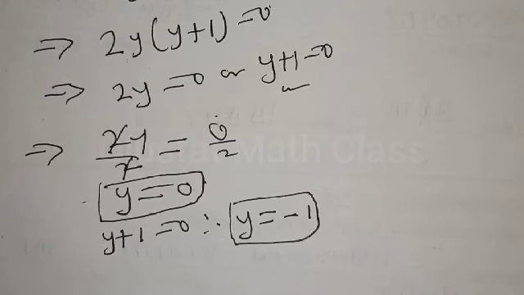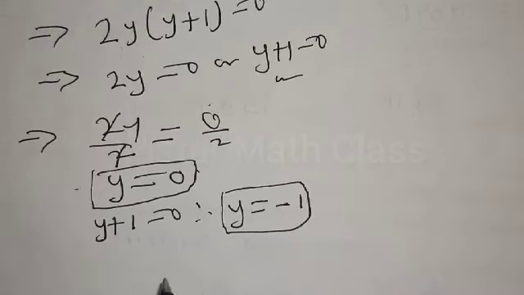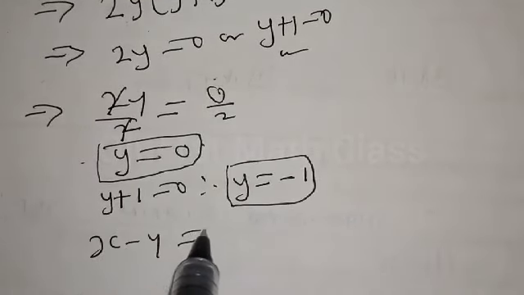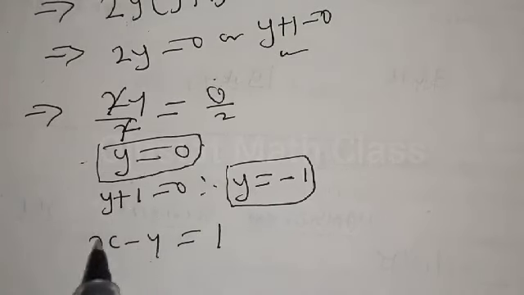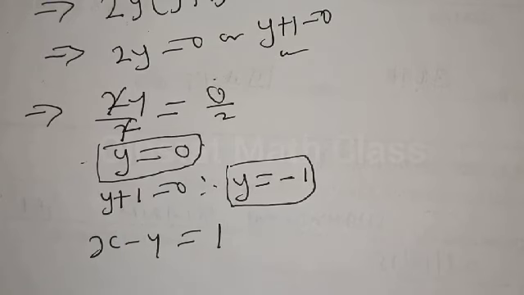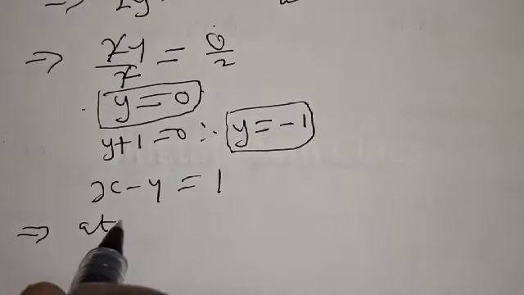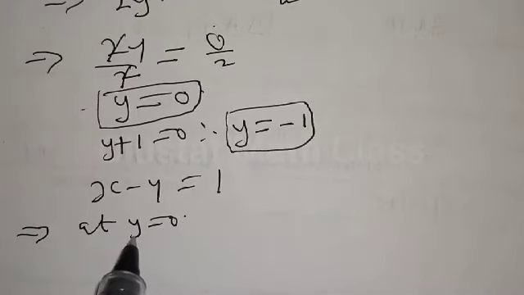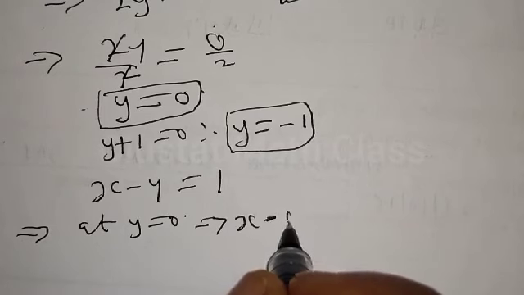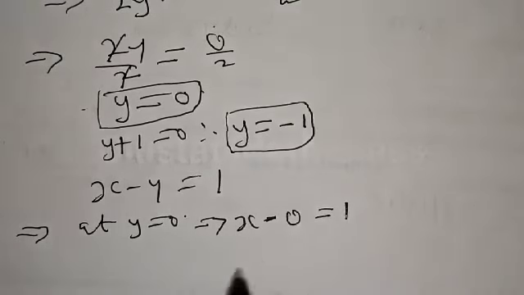Now let's substitute for y is equal to 0 or y is equal to minus 1 in equation 2, because equation 2 is x minus y equal to 1. Anywhere you see y, you put either 0 or minus 1 there. At y equal to 0, we have x minus 0 equal to 1. Therefore, x is equal to 1.